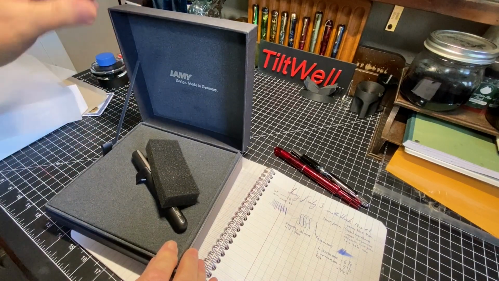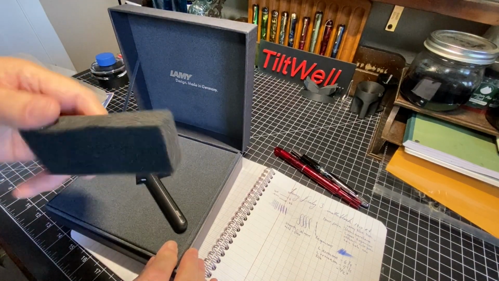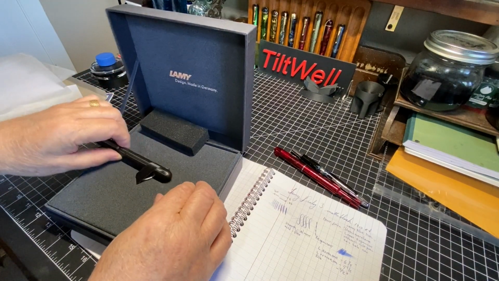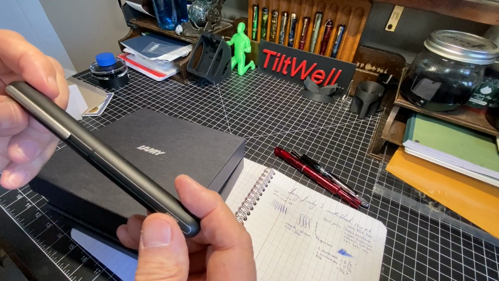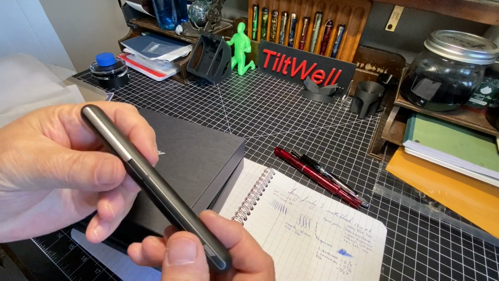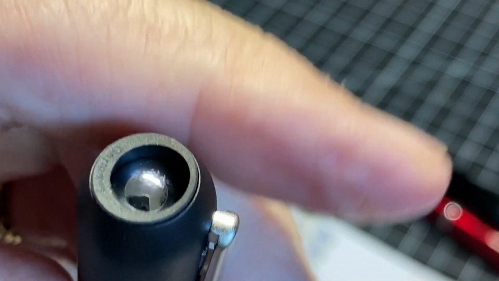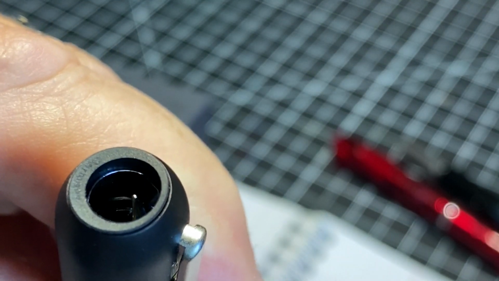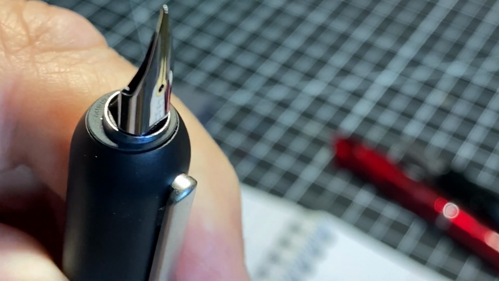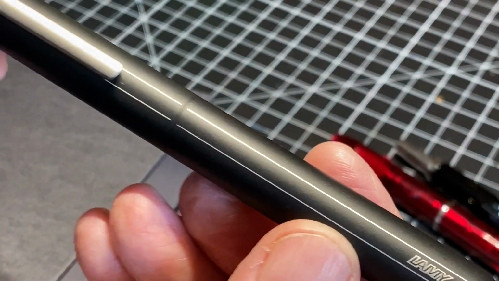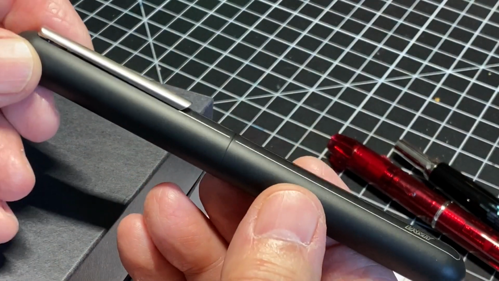Ta-da! Not sure what this did. I think it helped hold this in place because that's kind of loose. Anyhow, so there's the pen. Won't pull apart. Where's the nib? The nib is right behind this little ball. There it is. Pretty cool. We'll get more into that later. But that is the pen.